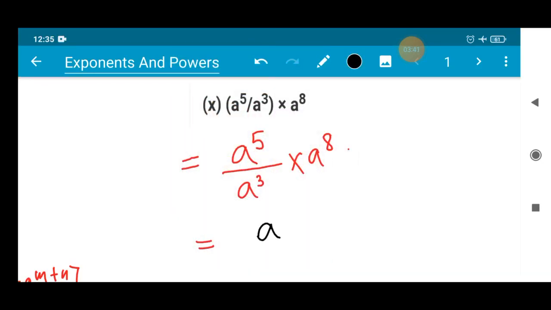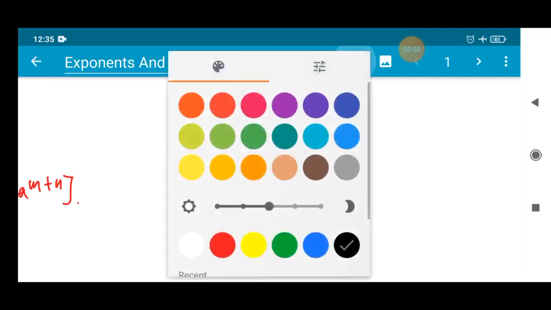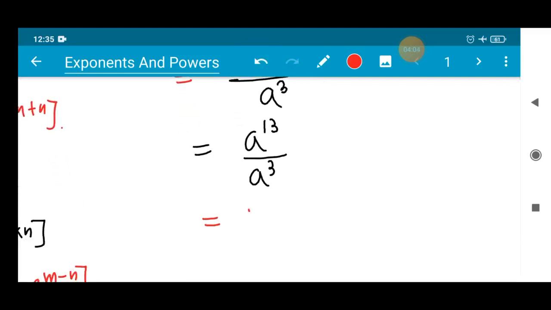You know that when you have the same base, and if there is a multiplication sign, exponent should be added. A to the power 5 plus 8 divided by a cube can be written is equal to a to the power 8 plus 5 means it is 13 divided by a cube. Now when you have the same base and if there is a division sign in between, then your exponents can be subtracted. So 13 minus 3 can be written a to the power 10.